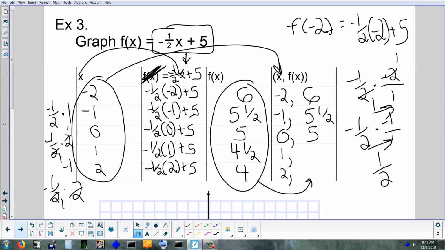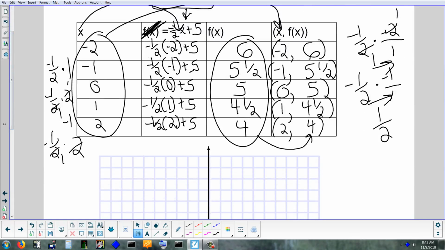So my next one would be 5. My next one would be 4.5. My last one would be 4. And I'm going to put parentheses around them because they're ordered pairs. All right? And we've kind of done stuff like what we did yesterday with the word problems. Again, we're just plugging in for x. I'm going to go down a little bit.